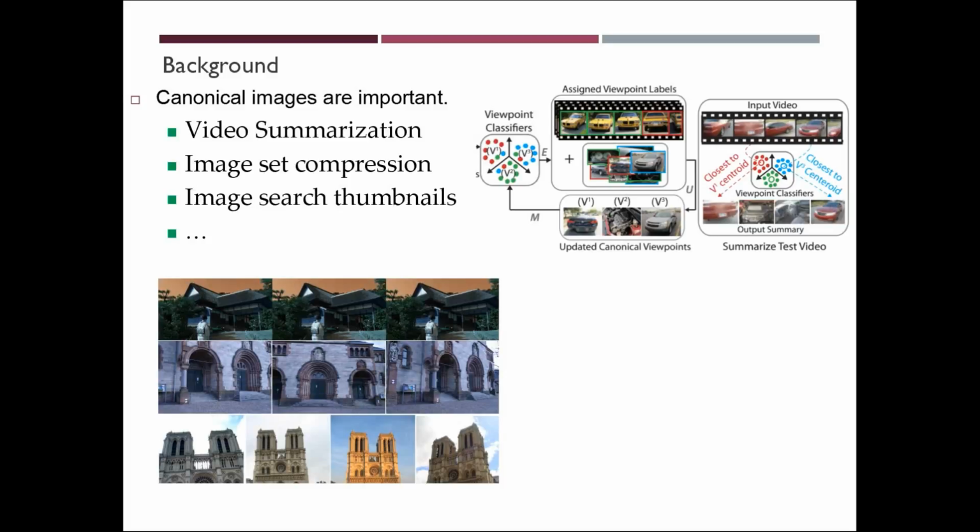In recent years, canonical images are very important in many scenarios. For example, in video summarization, we select some canonical images, in other words, the keyframes, to summarize a video. And in other applications like image set compression or image search thumbnails, we can also find representative images from a very large database so that the user will have a direct impression on the database very quickly.